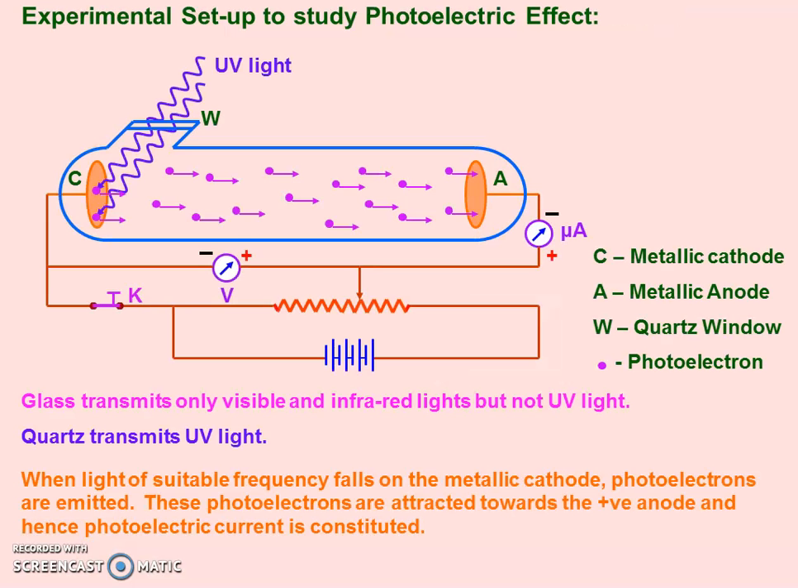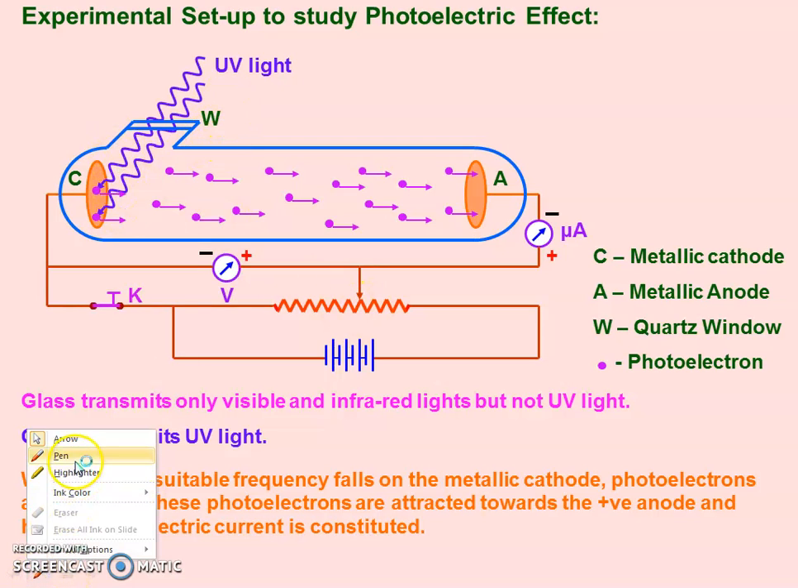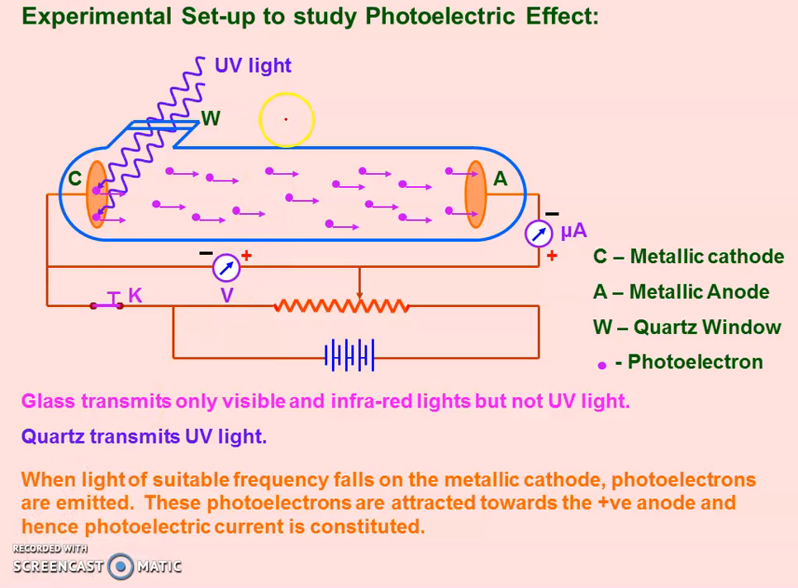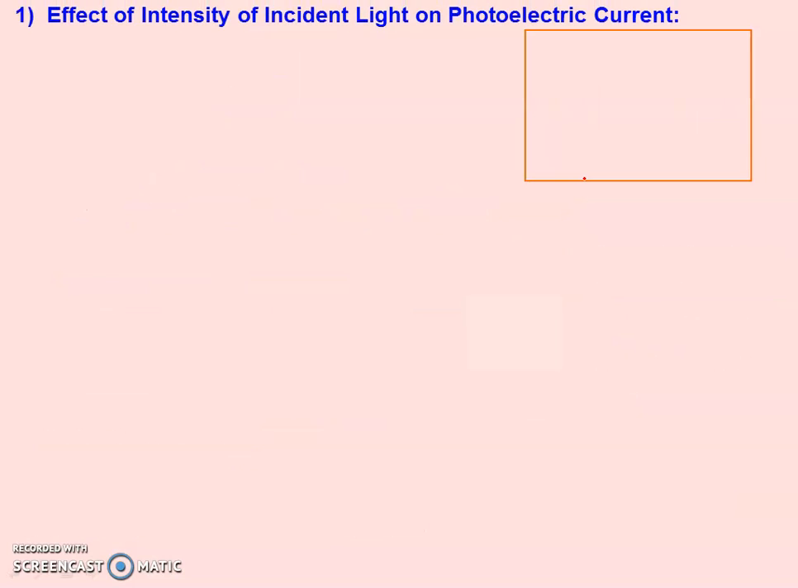Now we are studying the effect of intensity of light on photoelectric current in the circuit. If we increase the intensity of light in this experiment, how will the current in the circuit be affected? Means there is a relation between intensity of light and current in the circuit. So this is the linear relation between intensity of incident light and photoelectric current.